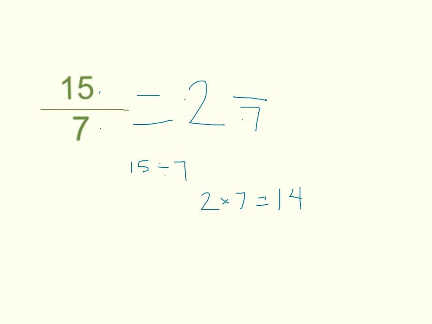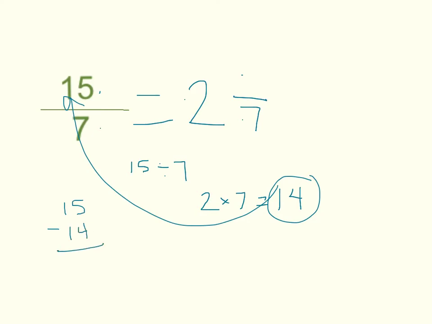Remember, we're not putting the 14 up here. We're going to figure out a different number to go up there. So we need to subtract the 14 from that top number 15. So our original top number 15 minus 14 equals 1, and that is what you put at the top. So 15/7 is the same thing as 2 and 1/7.